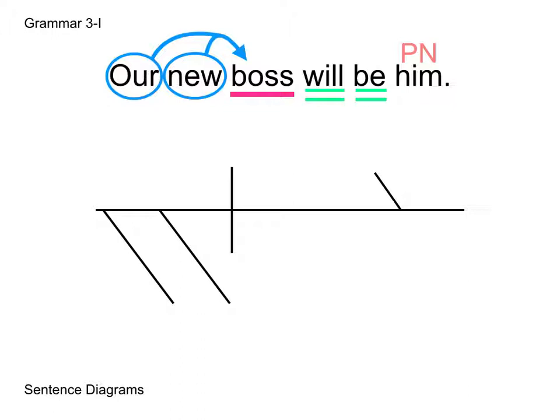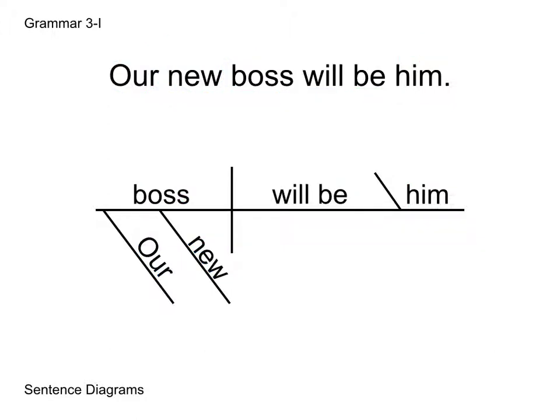And let's fill in the blanks. We have the subject boss, verb phrase will be. Notice that's a future tense of the verb to be. It's a linking verb. And then of course him is our predicate nominative. So now we just have our adjectives, or our pronoun functioning as an adjective. And here we have our sentence all diagrammed.